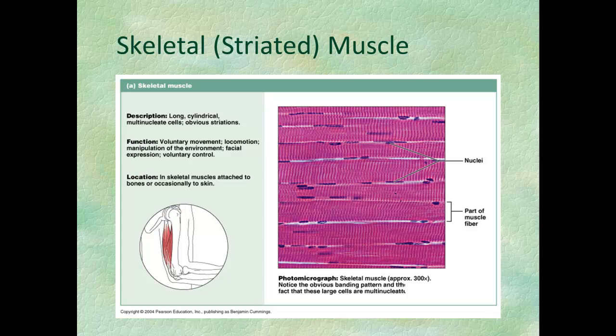There are places where they overlap, which is what gives you the darker striations, and places where they don't overlap, which is what gives you the lighter areas. And so the organization of these muscle cells, in combination with the overlapping of these protein filaments, gives you this very regular striated appearance. And again, skeletal muscle is attached to structures, and we can control it with conscious effort.